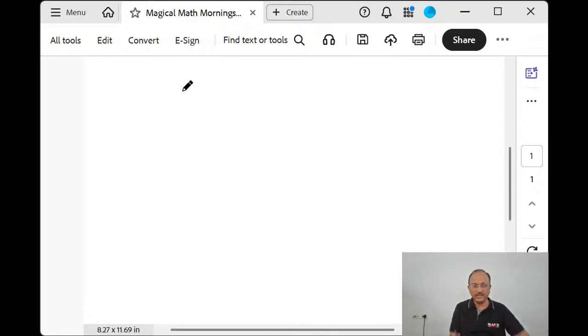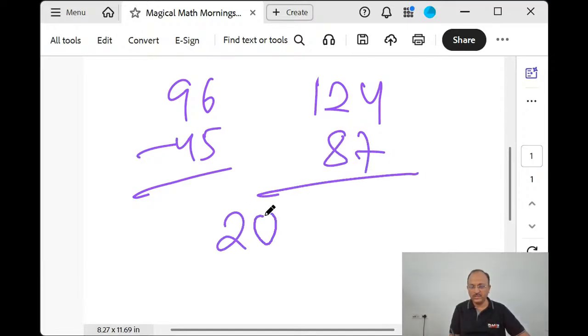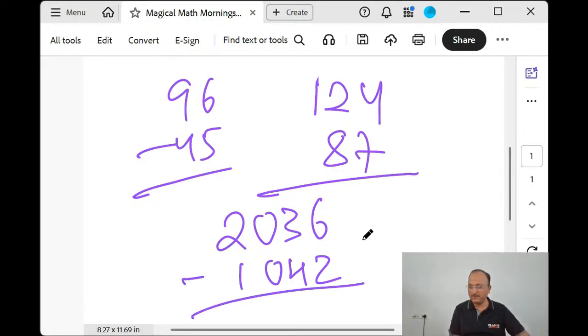How about this? 96 minus 45. You should be able to do. Or 124 minus 87. Or 2036 minus 1042. These kinds of numbers, how to do. This is the main practical thing, correct? No? We are going to learn these things from Monday onwards.